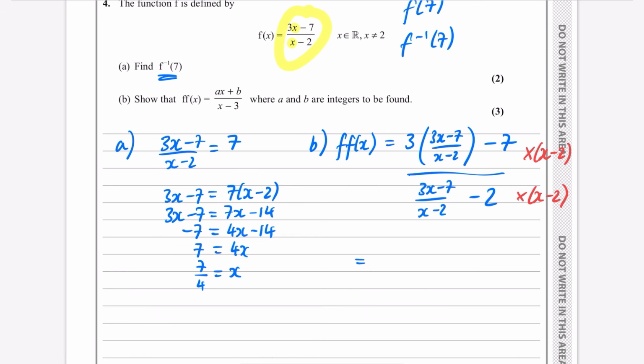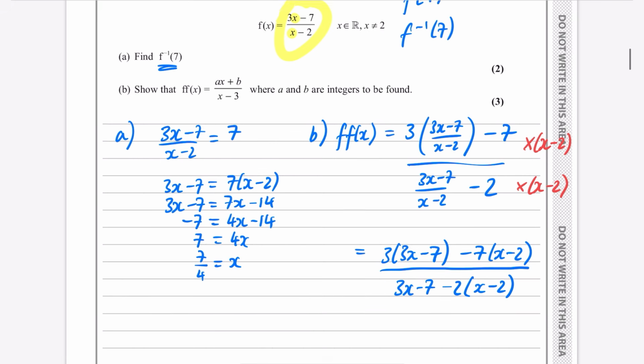So in the numerator, I will just be left with this part at the top, not the whole numerator, but just that part. So I'm going to get 3 brackets 3x - 7, and then when I multiply the 7 by x - 2, I'll get that part. Then on the bottom, when I multiply the first term by x - 2, I'll just get left with 3x - 7. And then don't forget to multiply the -2 by x - 2 as well.